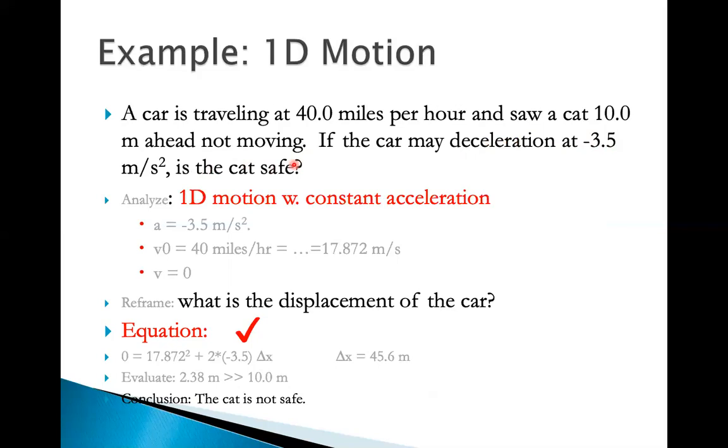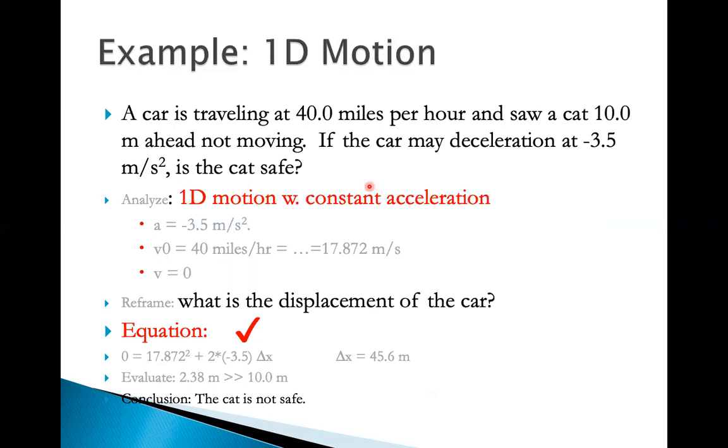Okay, so first of all, how do I know it's a motion with constant acceleration? Because it's decelerating at a constant number, right? So the 3.5 meters per second squared is not going up, is not going down. During the entire braking process, it's the same acceleration. That's why we use constant acceleration. Okay, so that's asking us, is the cat safe?